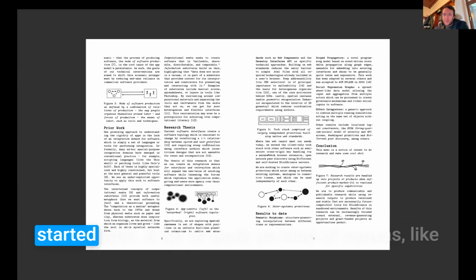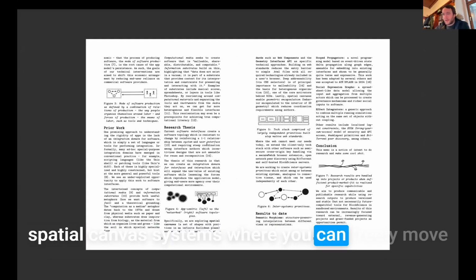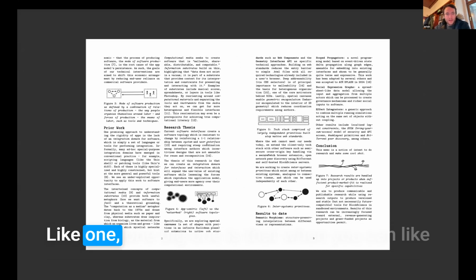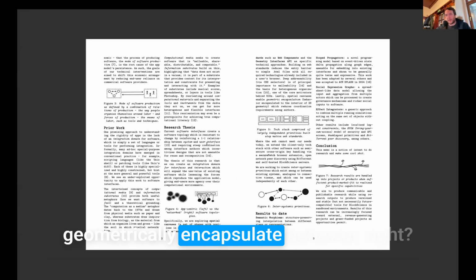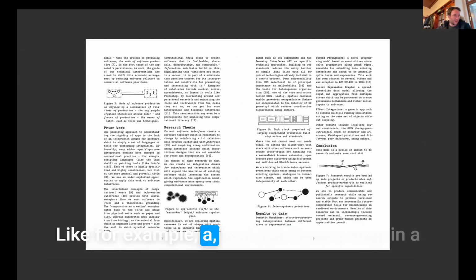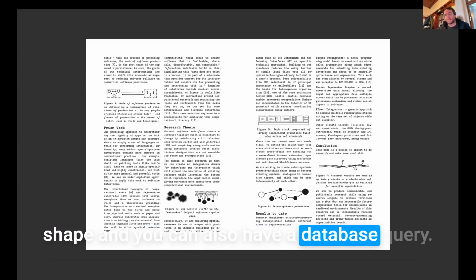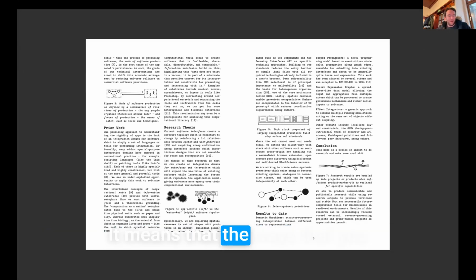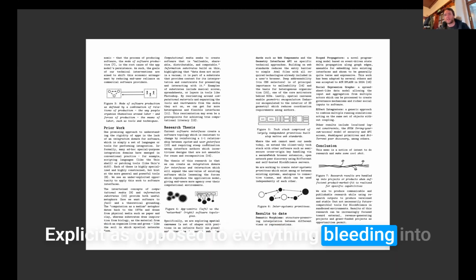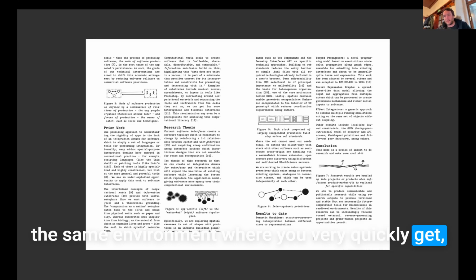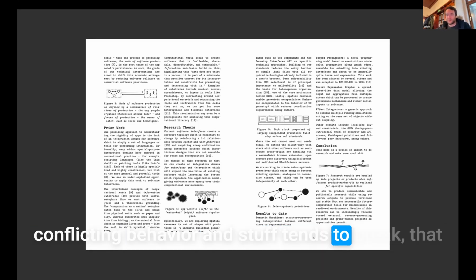So that started with a lot of work on spatial canvas systems where you can move around, and that has some really nice properties. One big one is that you can geometrically encapsulate behavior. For example, you can have a map in a shape, and you can also have a database query. It means that the ways that you connect those together becomes explicit, as opposed to everything bleeding into the same environment where you very quickly get conflicting behavior and stuff tends to break.